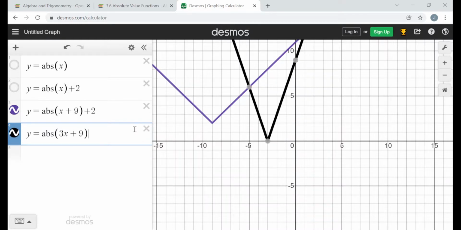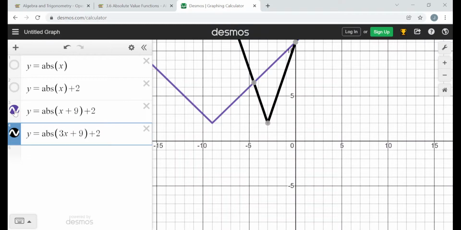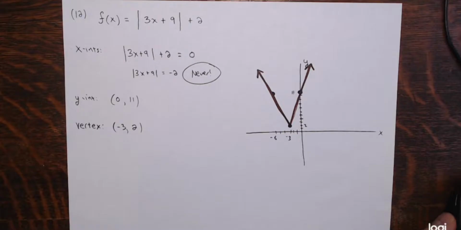You got the plus 9, plus 2, and then there you go, that black graph. And this graph is the graph we had, right? You see the vertex negative 3, 2, just like I said. Y-intercept 0, 11, just like we had, and then over here is negative 6, 11, just like I had. Right, there you go. And it's the exact same graph I drew on paper, but performing one transformation at a time. Okay, and then I got one final example.